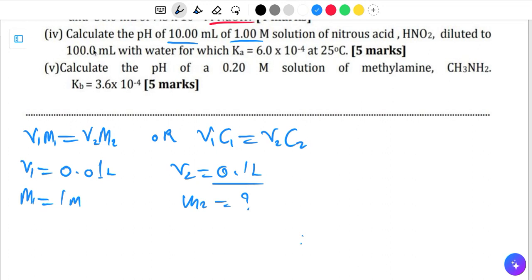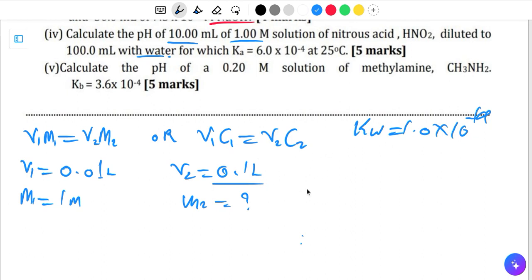So the question is saying calculate the pH of 10 mL of 1 molarity solution of nitrous acid diluted to 100 mL with water, for which Ka is equal to 6.0 multiplied by 10 to the power negative 4 at 25 degrees. At 25 degrees Kw, which is the ionization of water, is 1.0 multiplied by 10 to the power negative 14.